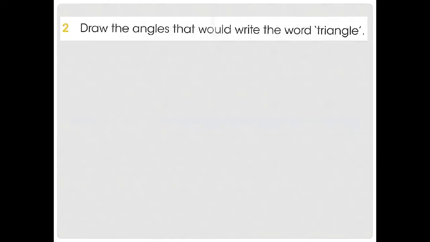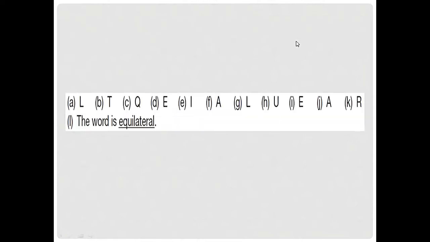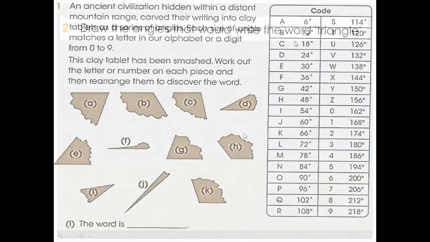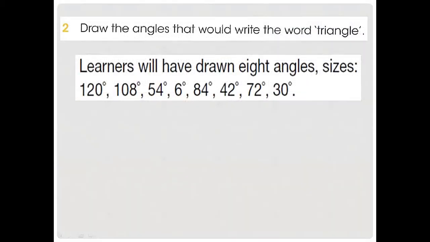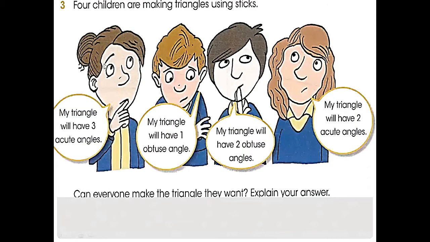So next is, draw the angles that would write the word triangle. As it is the same, we will get these answers: 120, 108, 54, 6, 54. So with the help of these angles, you can draw a triangle.